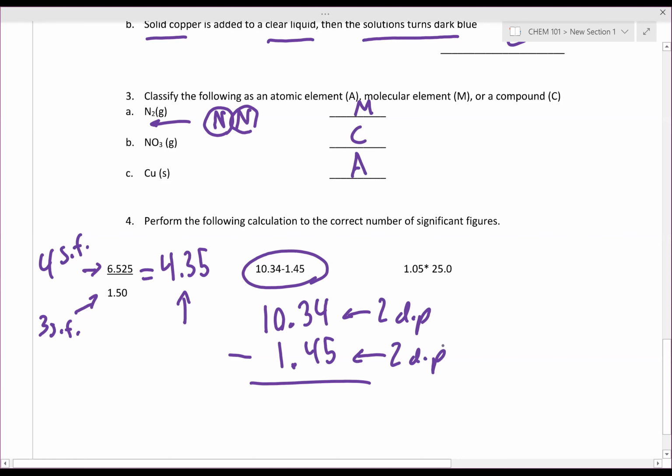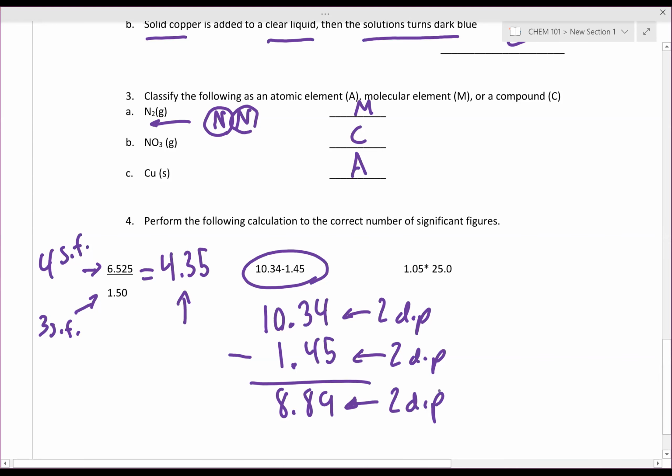Okay, so we punch this into our calculator really quickly. 10.34 minus 1.45, and that gives us 8.89. So let's enter that in, 8.89. Looking at our output number, does our output number have 2 decimal places? So have we retained the least number of decimal places? Yes.